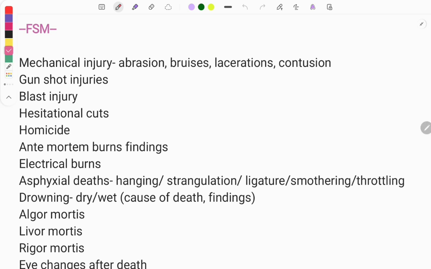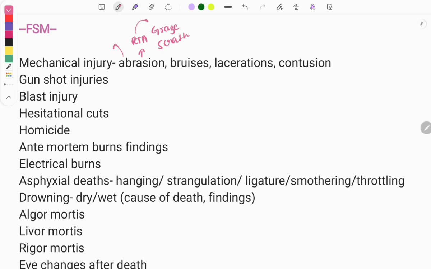So starting with the mechanical injuries, the mechanical injuries are classified into abrasion, bruises, laceration and contusion. So match-based questions are frequently asked, and also the features which we see in the abrasion and the bruises. So you need to know all this. Like the abrasions, they are most common with road traffic accidents, and they are classified again into the scratch and the graze. Scratch and graze are seen with road traffic accidents.